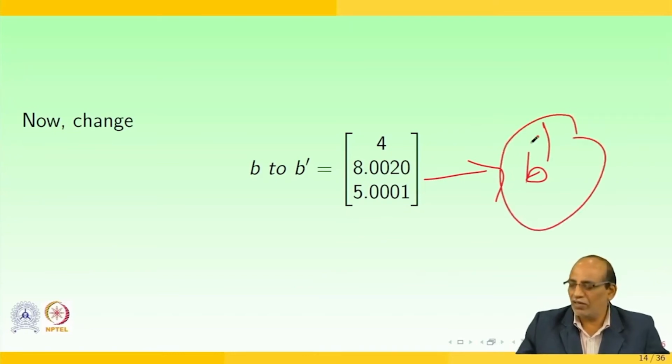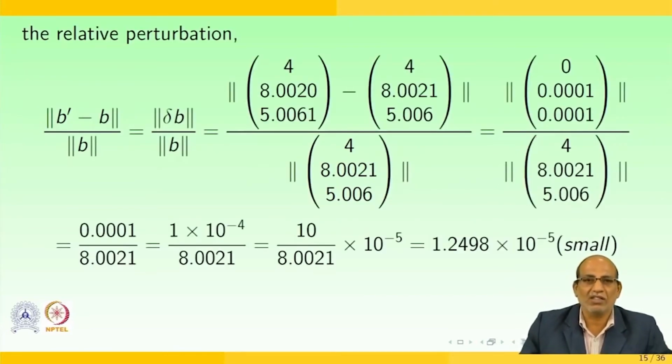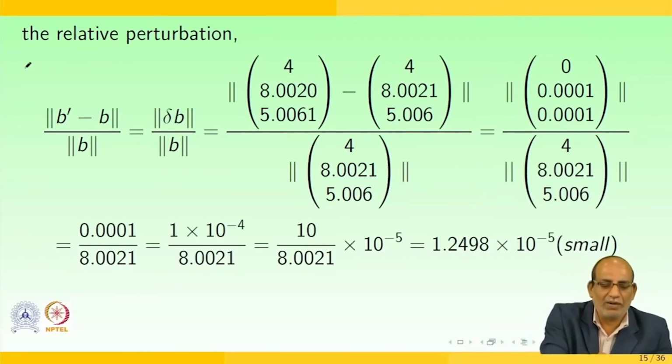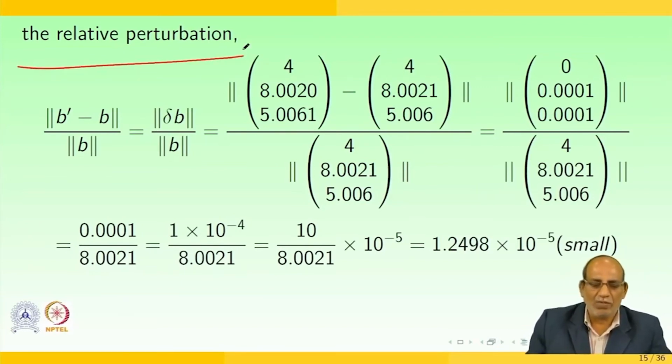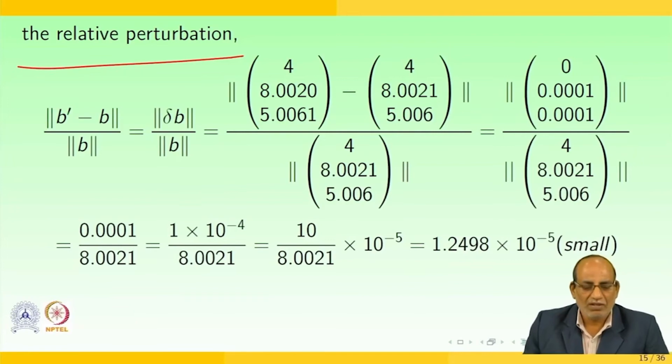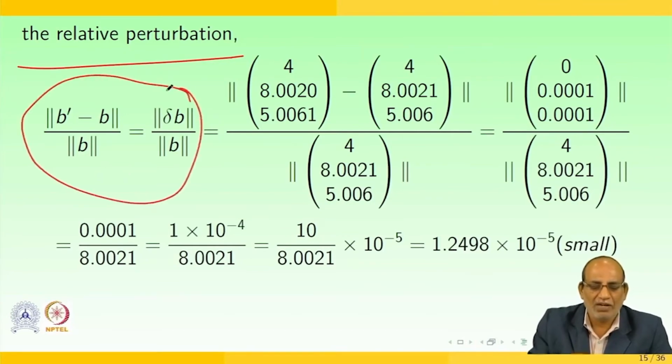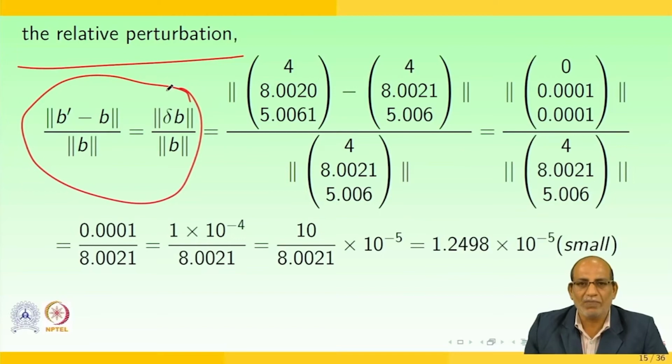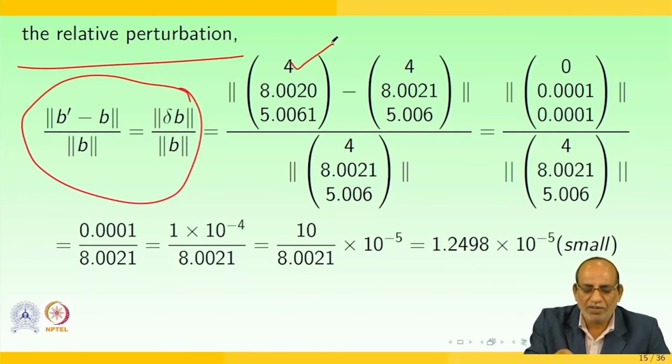Now let us look into the analysis, the one which we did, the relative perturbation. When you talk about the relative perturbation, the norm of B prime minus B upon norm of B, which will be equivalent to norm of delta B upon norm of B. So this is for 8.0020, 5.0061, that is fine.